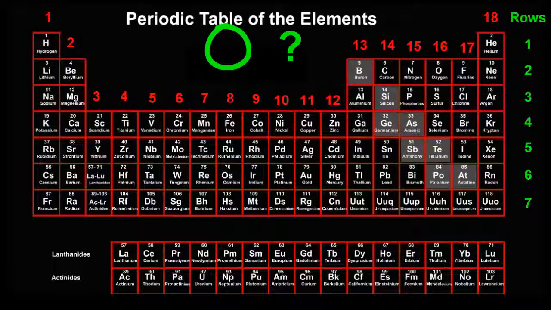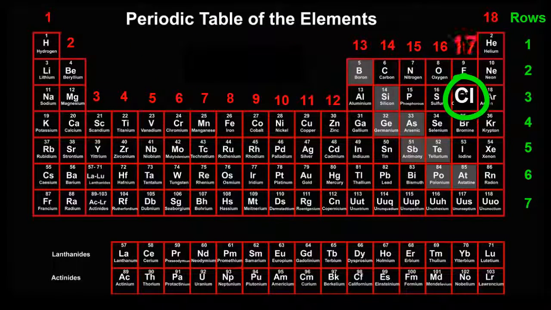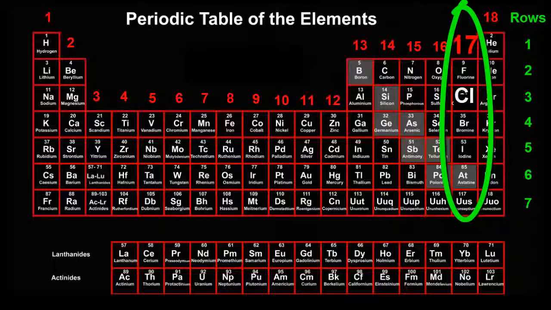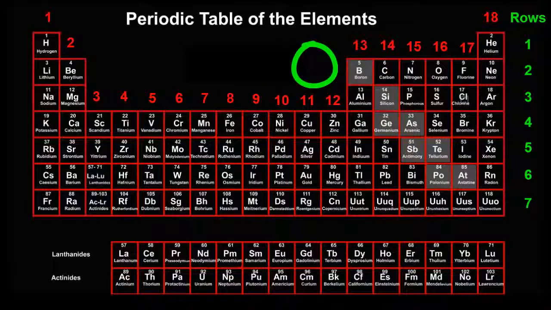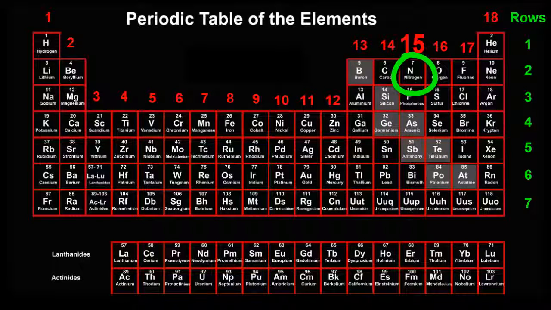Which group is chlorine in? Group 17. Choose an element in group 15. Could be nitrogen or arsenic or any of the others.